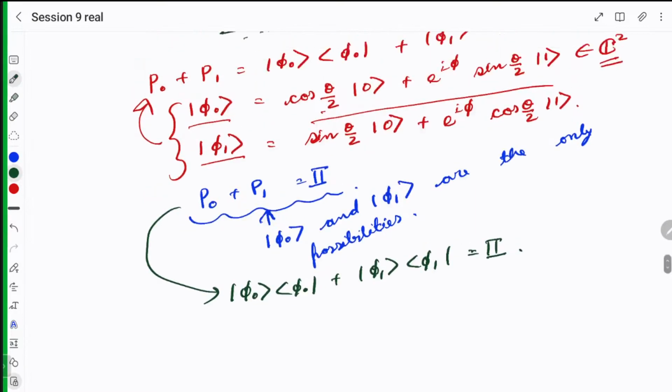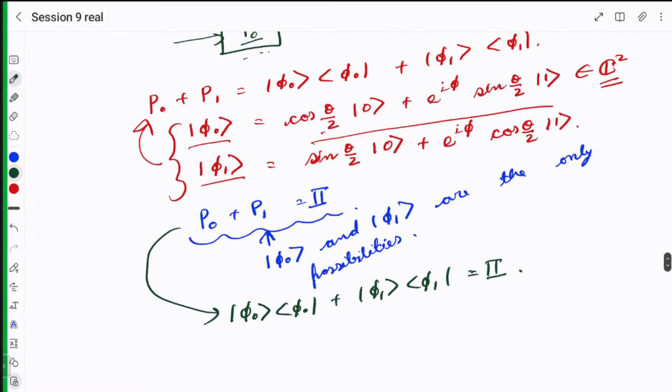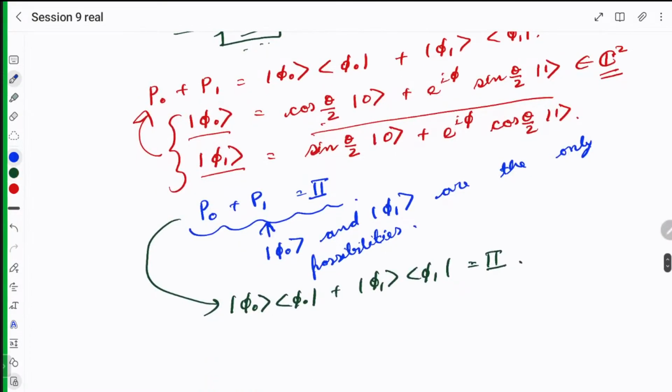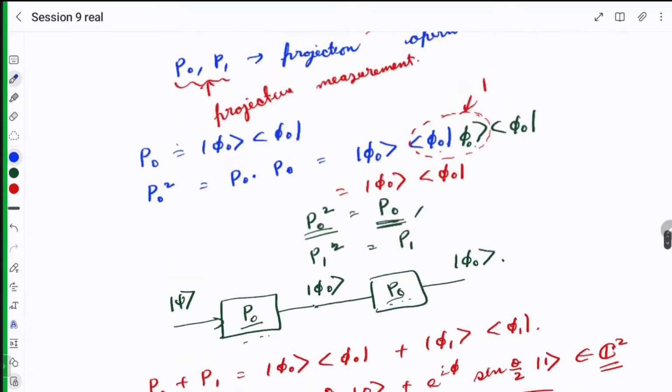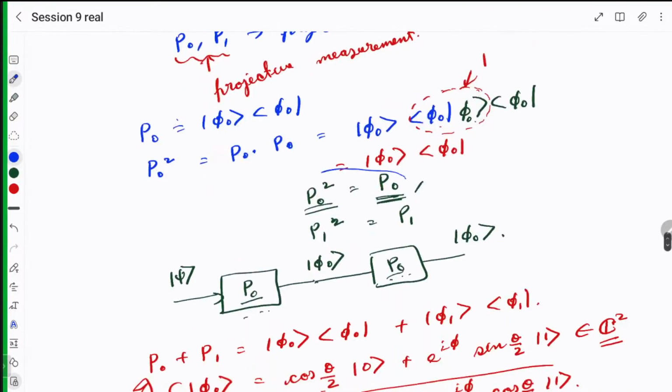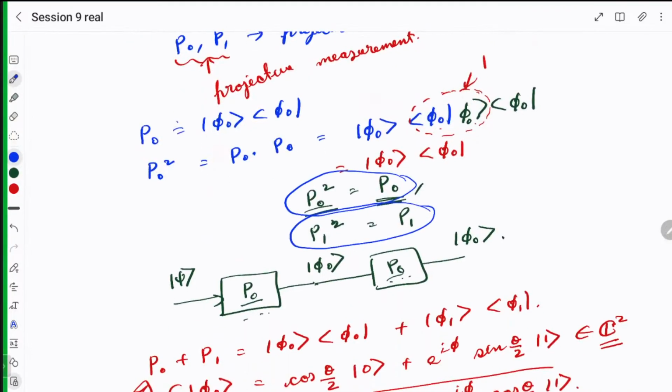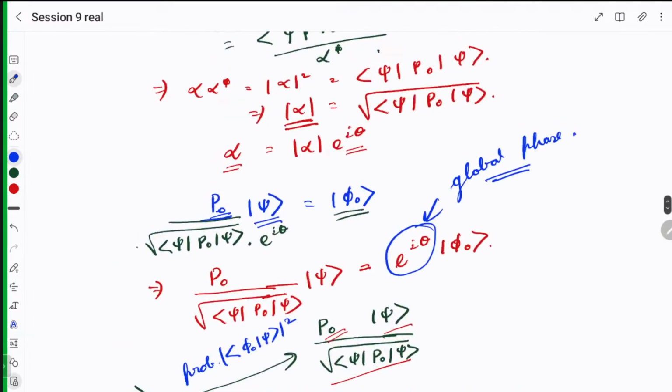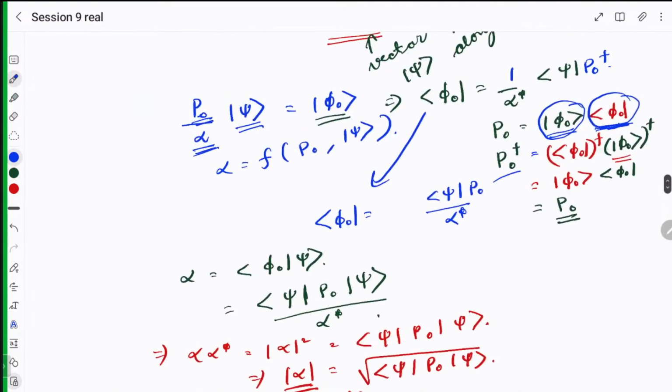So these are the general properties. We have seen three properties of this operator. First, P0 plus P1 is identity, and then P naught squared equals P naught and P1 squared equals P1. Also we had seen that P naught dagger equals P naught, and similarly you can show P1 dagger equals P1, which means that P naught and P1 are a partition.